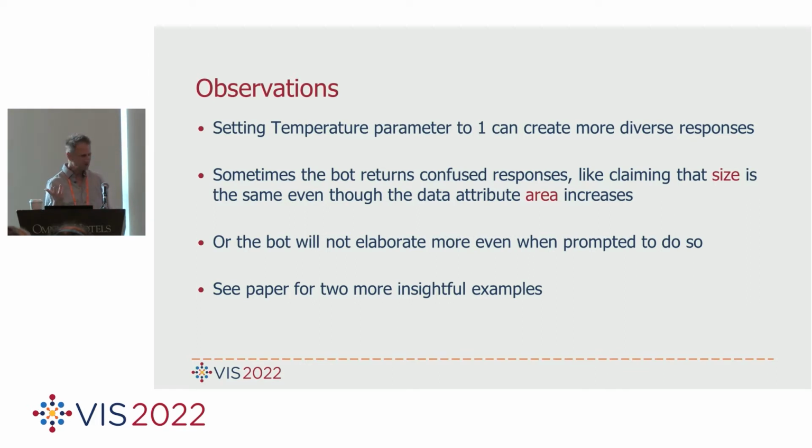Sometimes, however, what we also found out is that it gets confused, and sometimes what it returns is actually not true. When you do some fact checking, you find out it's not true. So we discovered that. We couldn't blame it, of course, but there's no one you can slap. For example, it claimed that size is the same even though the data attribute area increases. There was one plot like that. So it couldn't figure out that size and area are related. It didn't know that, right? It only knows so much. And the bot will also not elaborate.